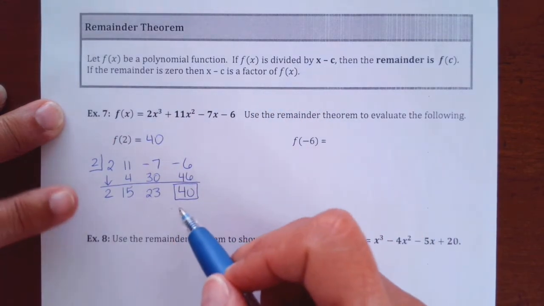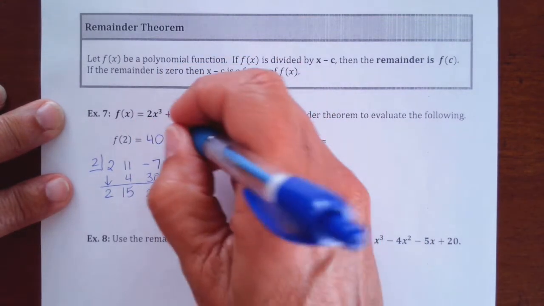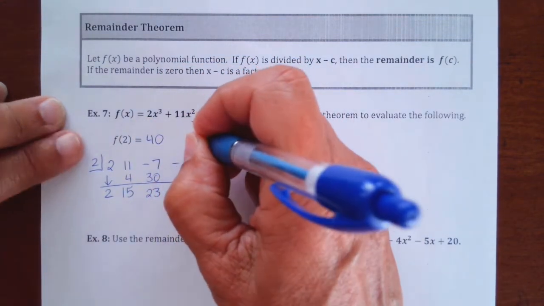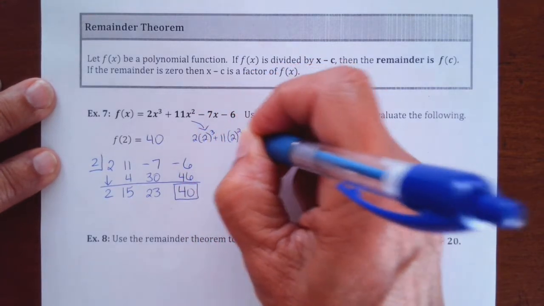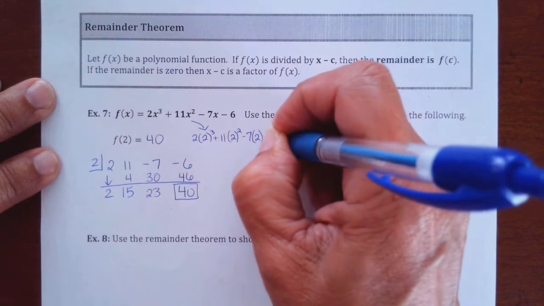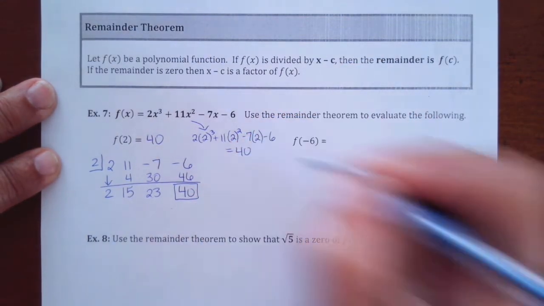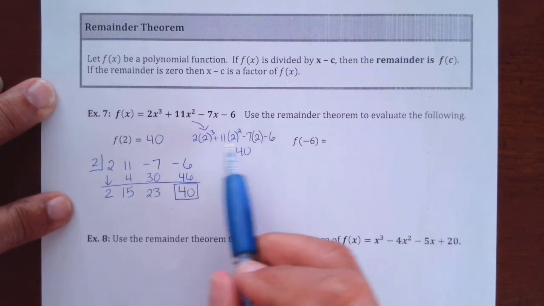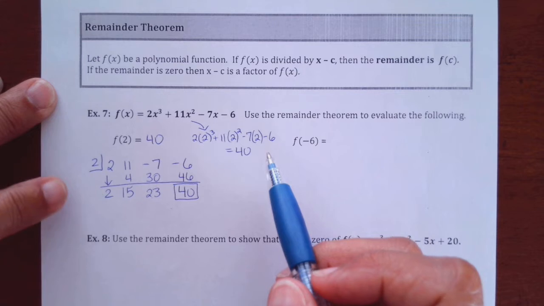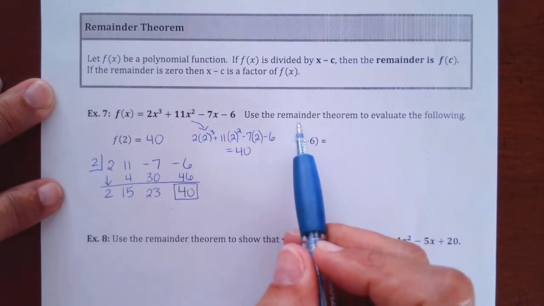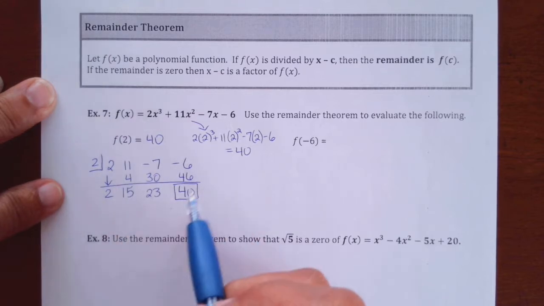Okay, so that's what that theorem says. So do you think that's easier than just plugging in 2 here? You have a calculator, so I don't know, but you could just do 2 times 2 cubed plus 11 times 2 squared minus 7 times 2 minus 6. If you were to work that out, guess what? That would equal 40. Okay, so if I didn't have a calculator, this is probably easier. If you have a calculator and you want to plug that in, so even though it says use the remainder theorem to find that, nobody says you have to. This is just showing you that that's another way to do it.